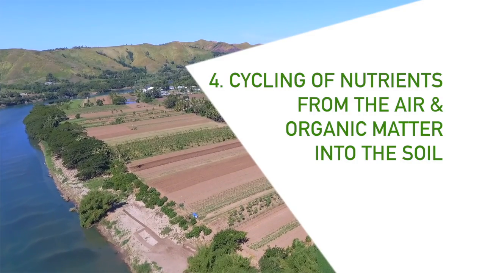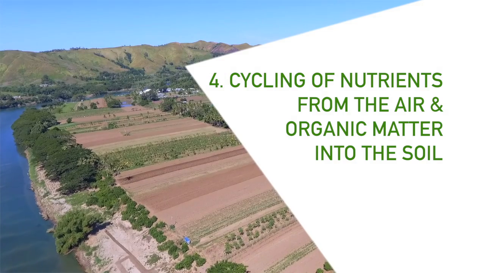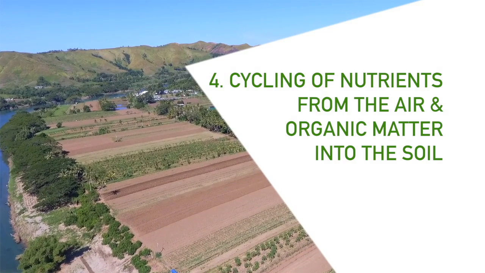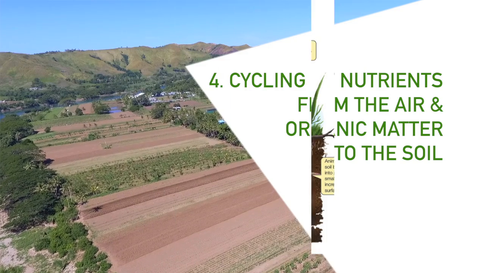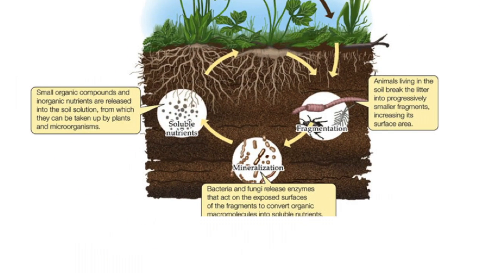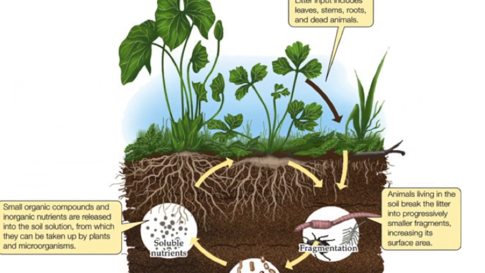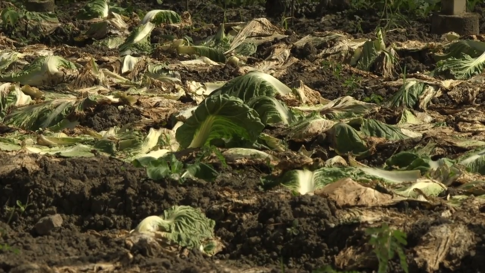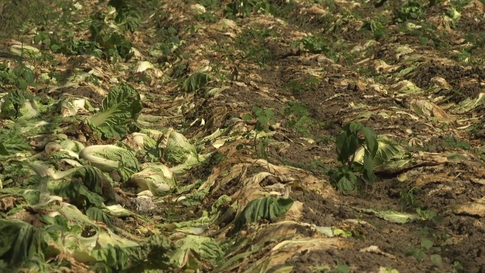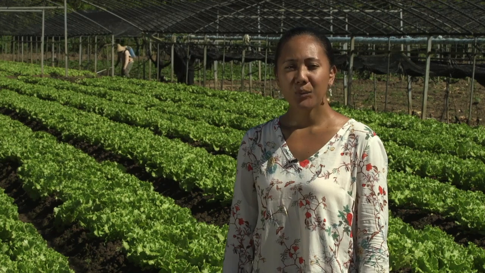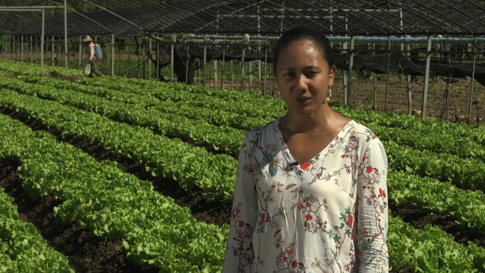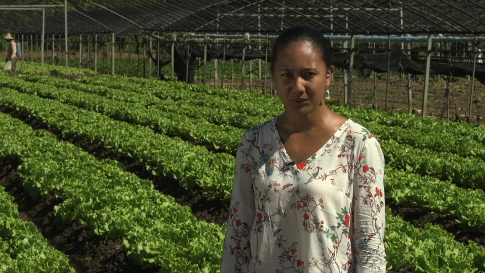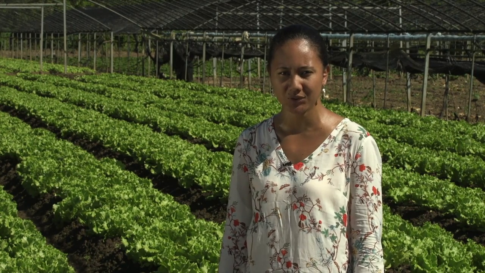The fourth function or service that soil can provide the farmer is the cycling of nutrients from the air and organic matter into the soil. This is converted into nutrients that can be made soluble in water and absorbed by a plant to make fruits and vegetables. When the plant dies, nutrients can be incorporated back into the soil to continue the cycle. We have discussed that there are 17 nutrients in the soil that promote plant growth. So let us look at the most abundant macronutrient, nitrogen, and how the cycle works for this essential plant nutrient.